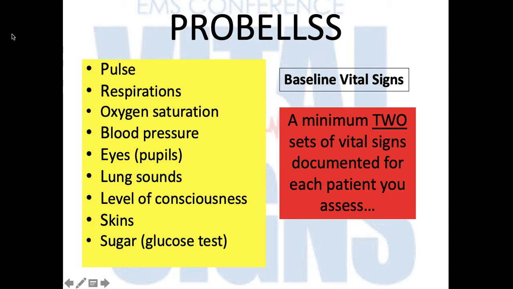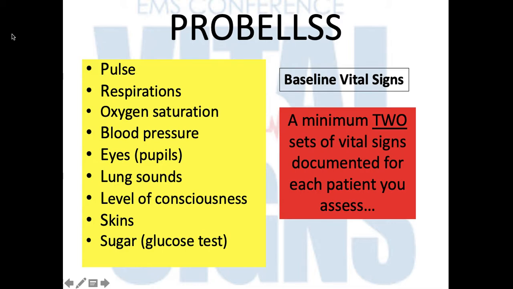Now, there are some times when you'll get a patient that you'll get your first set of vital signs and they refuse any further physical contact, or they might just run away. So all you have to do in this case is document your only set of vital signs, and then document in your narrative of your paperwork why that second set was not obtained.